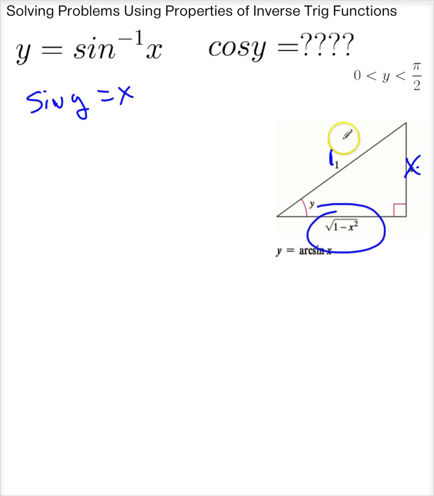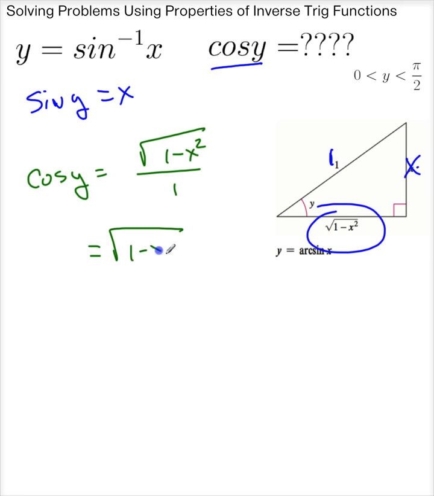So for all of these problems, you really need to finish your right triangle. If this is my triangle, what is cosine of y? To find the cosine, of course, that's adjacent, which is the square root of 1 minus x squared, divided by hypotenuse, which is 1. So the cosine of y is the square root of 1 minus x squared.